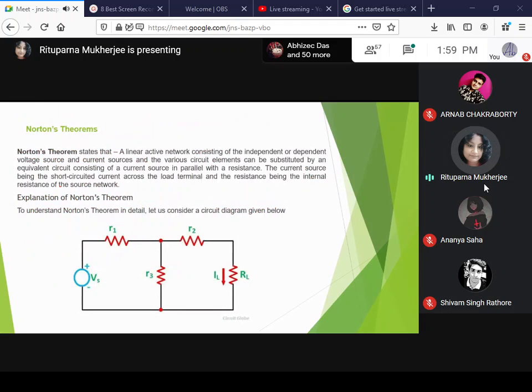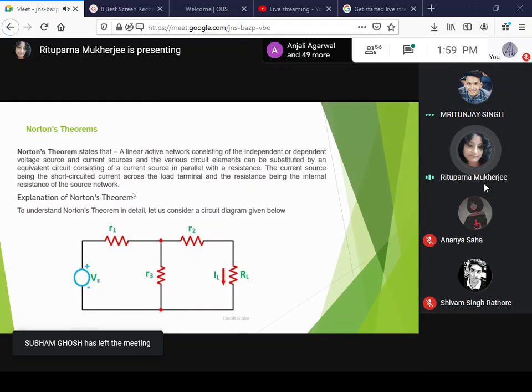So Norton's theorem basically states that a linear active network consisting of independent or dependent voltage sources and current sources and various circuit elements can be substituted by an equivalent circuit consisting of a current source in parallel with a resistance. The current source is the short circuit current across the load terminal and the resistance is the internal resistance of the source network. Okay. So Norton's theorem is basically similar to Thevenin's, and I'll explain how.